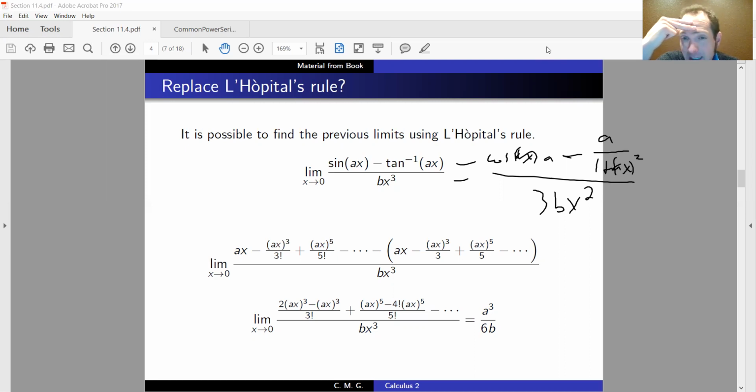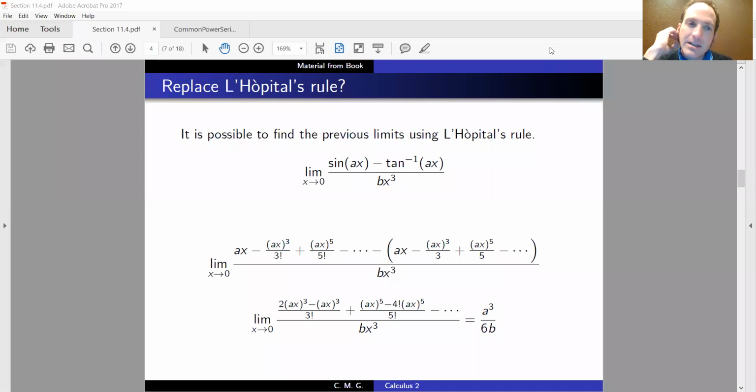What I will end up getting here is that each time the numerator is still going to go to 0. When I differentiate, the denominator is going to go to 0 as well. And so maybe it's not as convenient to do it this way. In fact, it's turning out to be a lot messier, right? So using those power series might be reasonable to do. Okay.